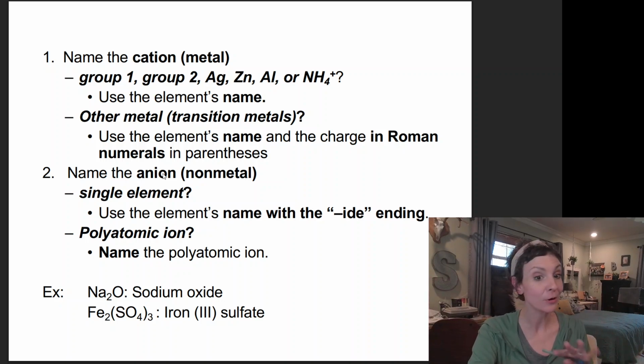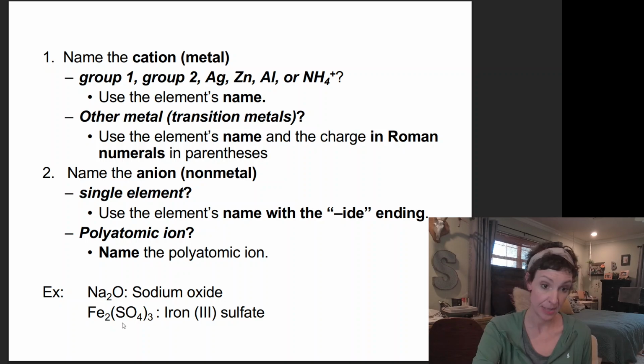Second example is a little bit more of a complicated one. So my first cation, my metal, is iron. Oh no, he's in the D block, which means I need the charge in Roman numerals in parentheses right after him. So this is iron 3 sulfate. That 3 means that this iron has a positive 3 charge. You were like, how does she get that? I'm going to talk real fast and then we're going to unpack this in class.